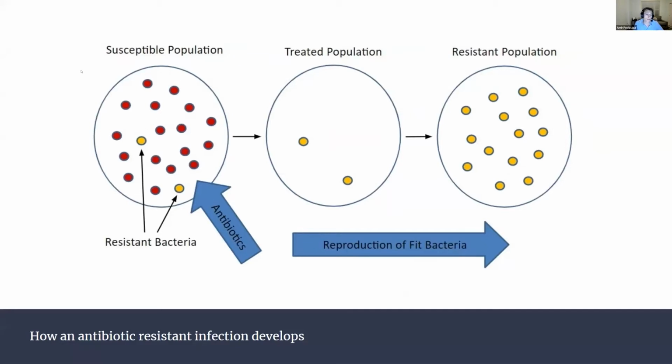When we have a population of bacteria, as you can see here, and within it there are a couple of bacteria that are already resistant to an antibiotic, and we expose this population to that antibiotic, it creates an environment for the resistant population to outcompete the rest of the bacteria, reproduce, and create an abundant resistant population.